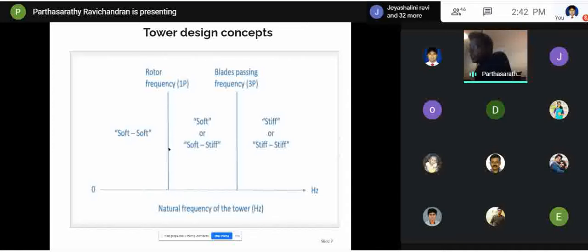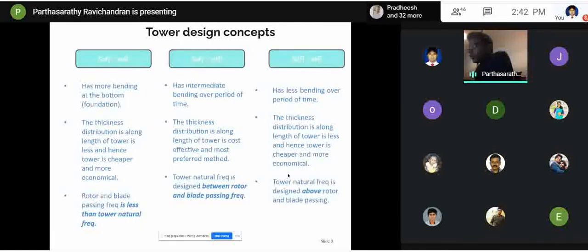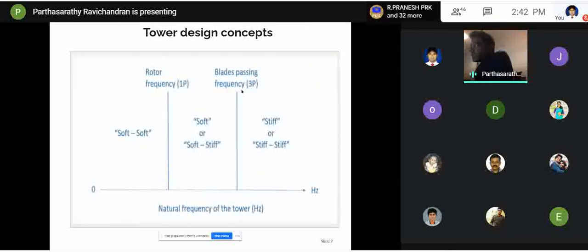and you plot a line, then you can see how the tower design is, whether it is in the soft stage, or in the soft-stiff stage, or in the stiff stage. So let me take from soft to soft-stiff. What does this mean is that it is very, very stiff, in the sense that the thickness is considered in such a way that it is too heavy compared to its design. And then it is also more than the blade 3P pass frequency values.